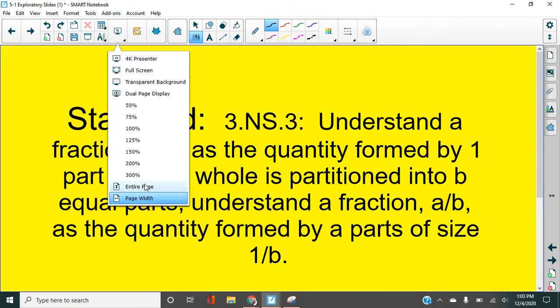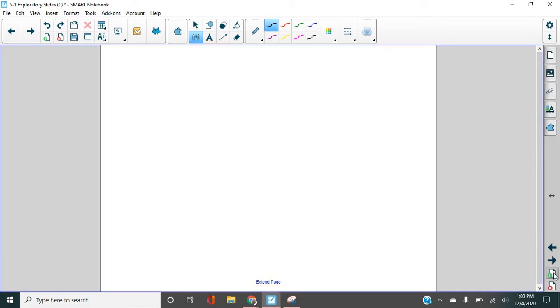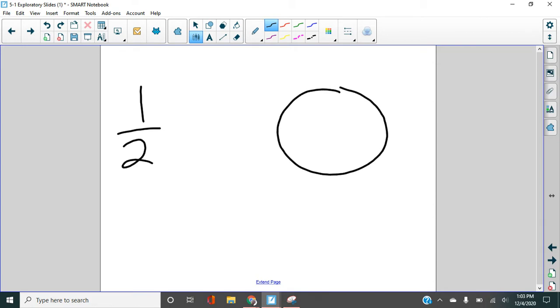Our goal is to be able to determine that fractions are made up of equal parts of the whole and to identify those parts, right? And you can even see equal parts right in this standard right here that all third graders are learning. Now, let's talk about some fraction words. So, when we say 1/2, what we're meaning is that I'm just going to draw a pizza here. When we represent 1/2, that means that we have one piece shaded in, or one piece that's eaten in the case of a pizza.